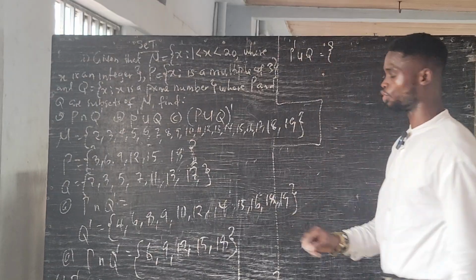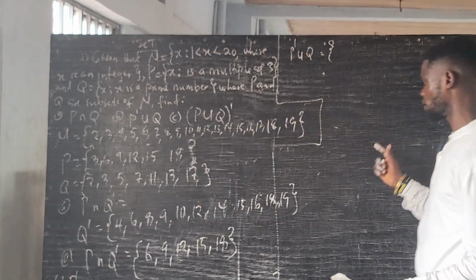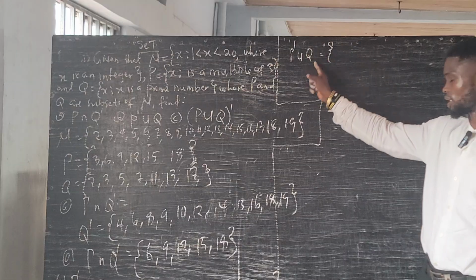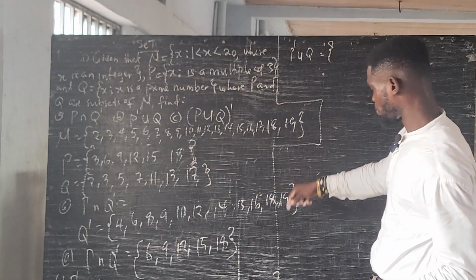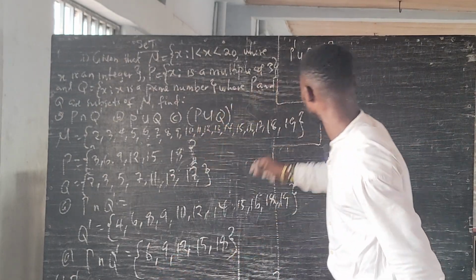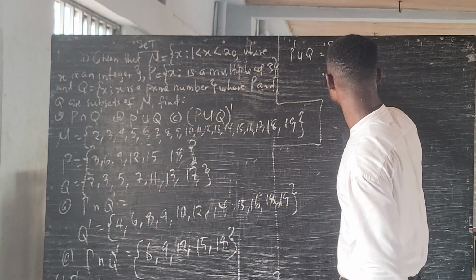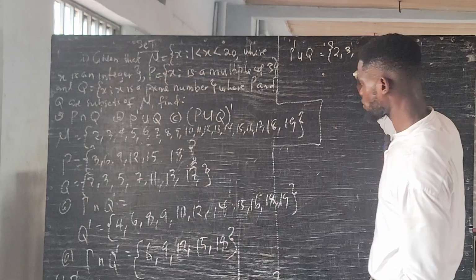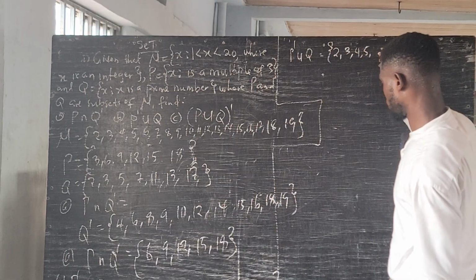So what do you mean by union? Union is a combination of the two sets, bringing them together. Whatever you have in set P and whatever you have in set Q, bring them together. That is what we mean by union, the total sum of the sets. So in the complement of P, which is 2, 4, while in Q we have 2, 3.